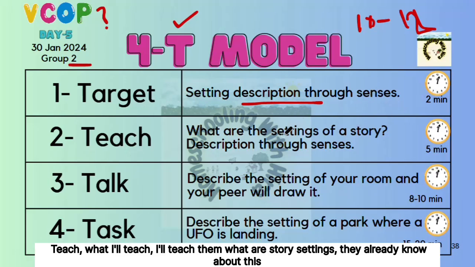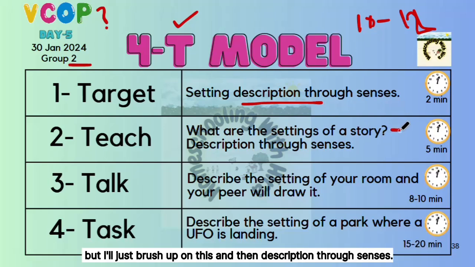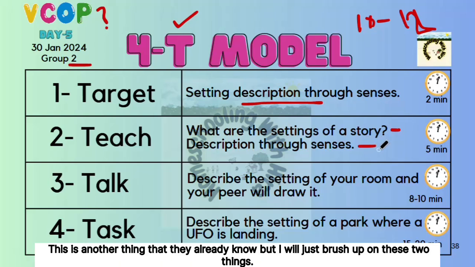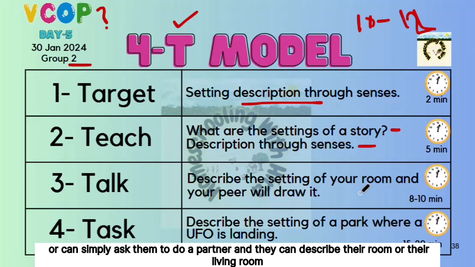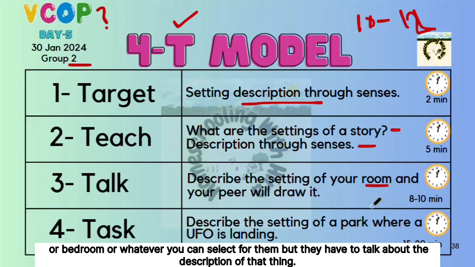Teach what I'll teach. I'll teach them what story settings are. They already know about this, but I'll just brush up on this, and then description through senses. This is another thing that they already know, but I will just brush up on these two things. Then I'll give them time to talk with their peers. I can send them to breakout rooms, or simply ask them to turn to their partner and describe their room or their living room or bedroom or whatever you select for them, but they have to talk about the description of that thing.